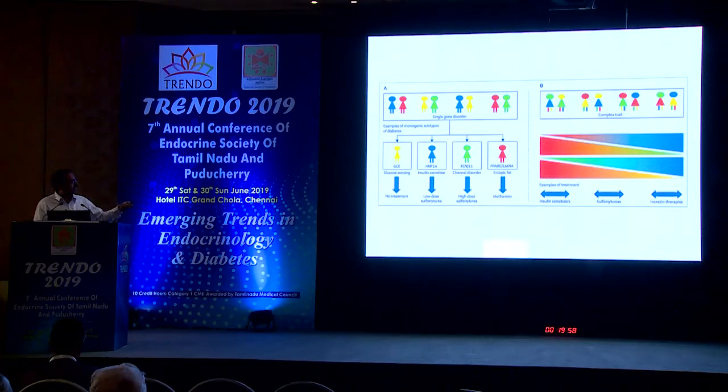But unfortunately, things are very heterogeneous. As you can see on the figure on the right, it's a complex trait. So you really don't know whether you are using a sensitizer or a secretagogue or an incretin-based therapy.